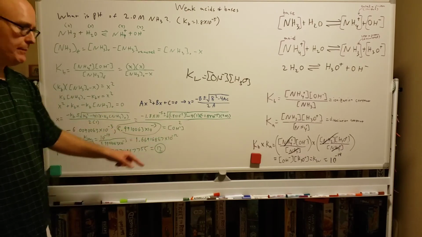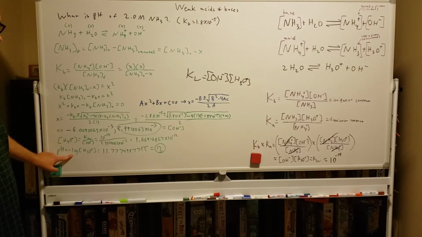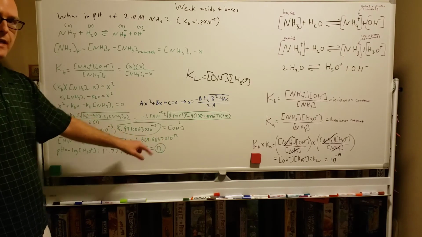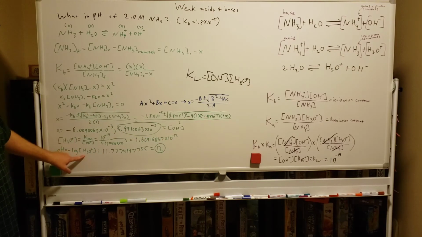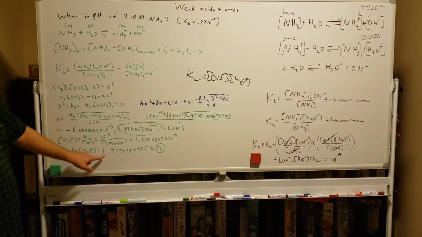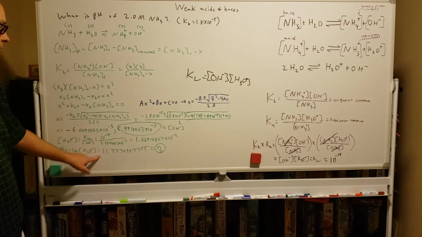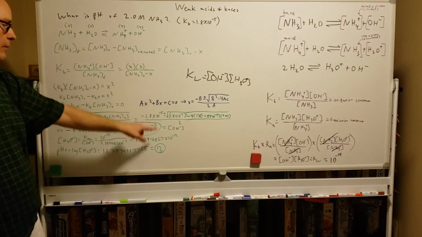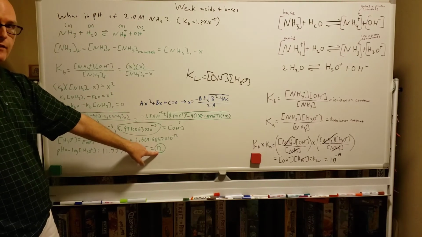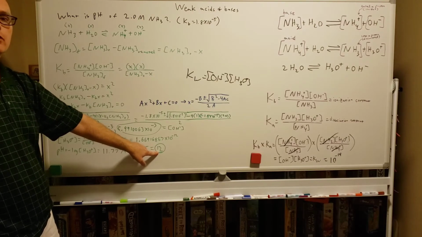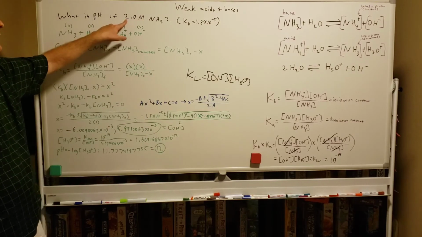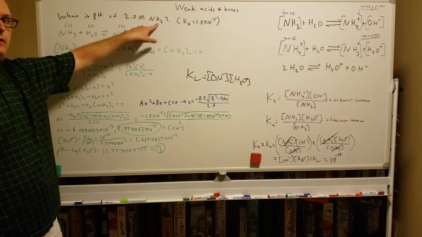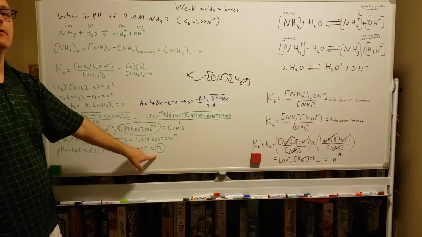This is not my pH. The pH equation is the negative log of this number, so the negative log of the concentration of hydronium. That's going to be my pH. So the pH is equal to this number here. We only have two significant figures, so therefore my pH answer is in two significant figures, so my pH is 12. So if I had a 2 molar solution of ammonia, I would have a pH of 12.